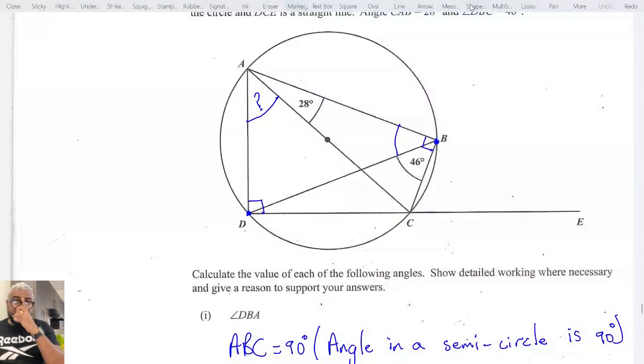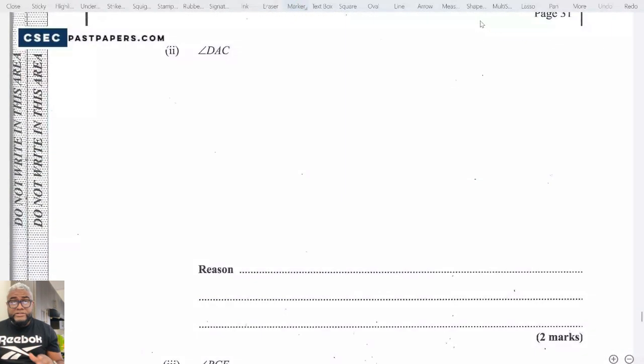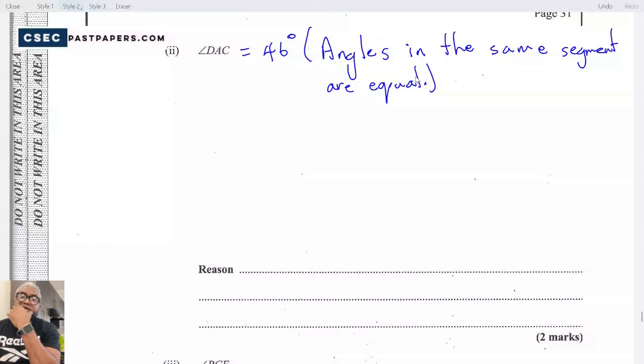So we're simply going to put angle DAC is equal to 46 degrees. And the reason will be angles in the same segment are equal. So you all write at the same speed with me. Angles in the same segment are equal.